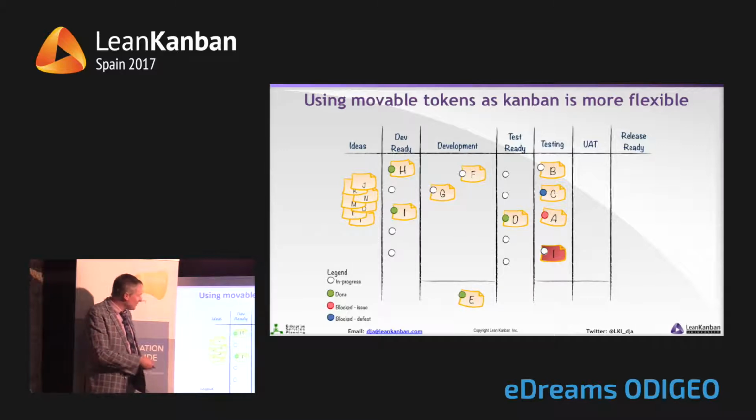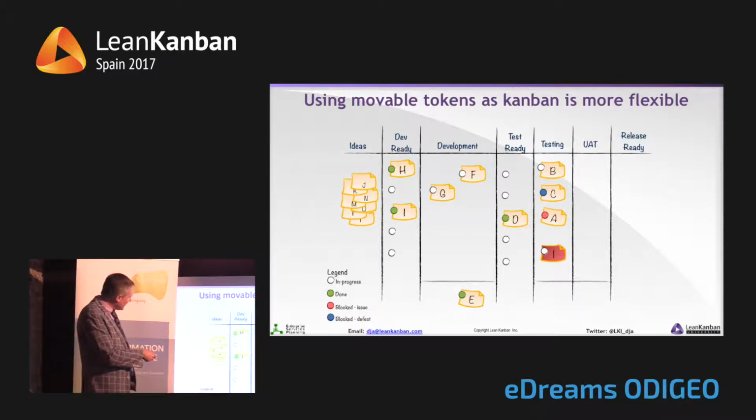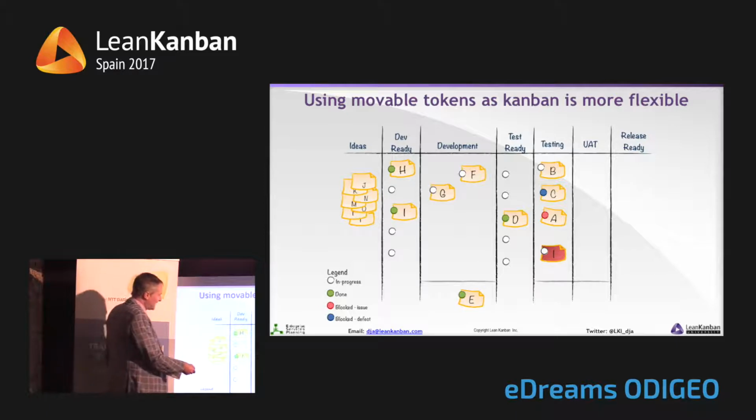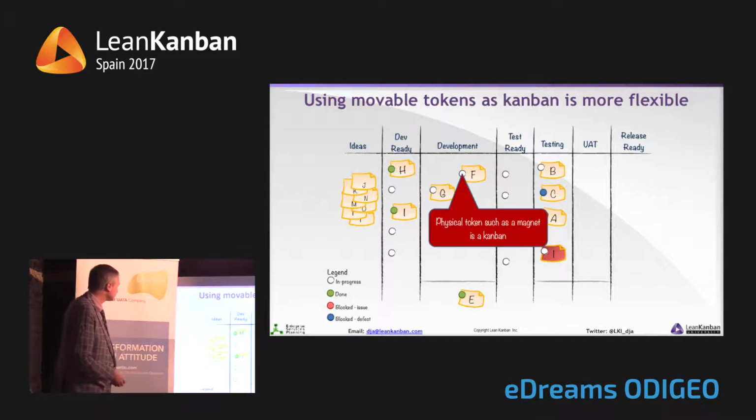And this is a more flexible design than the previous one. It's easier to change the WIP limit. You can use the magnets to mean different things like done, ready to pull, or blocked with a defect, or blocked with some external issue. Maybe we blocked the A ticket in test here because the testers are working on this I ticket, which is very urgent.